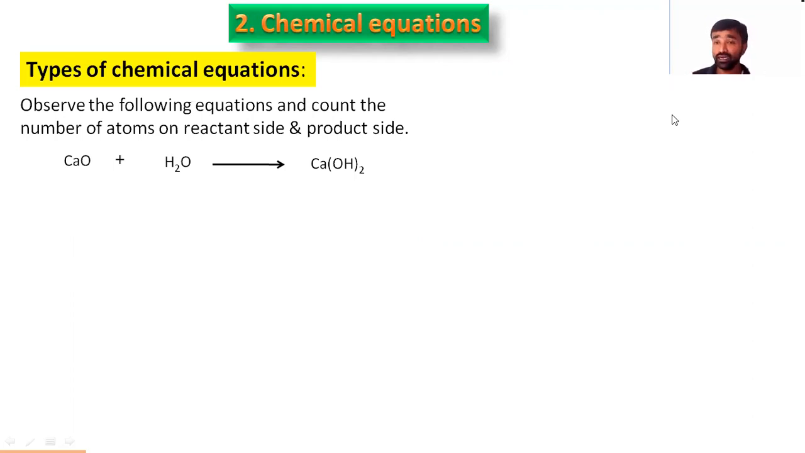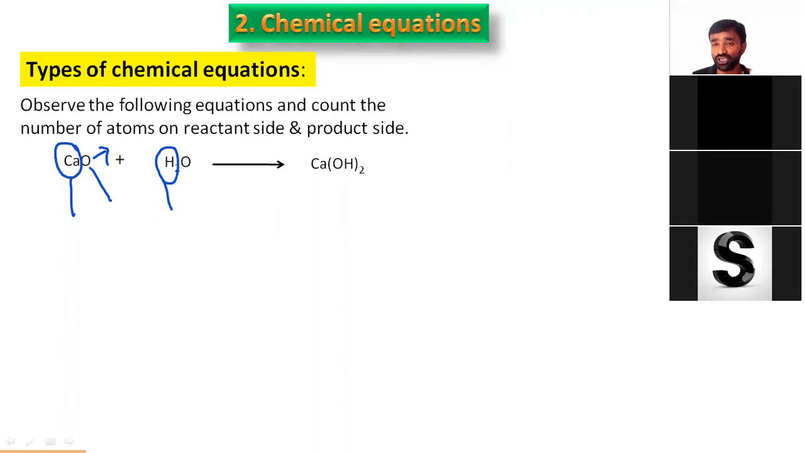Here I need to count the number of atoms before the change and after the change. Individual atoms. What are the atoms present in these? Here, see, the elements I am observing: calcium is there, oxygen is there, hydrogen is there. Oxygen I already took. So there are 3 different atoms. Are you clear about the 3 different atoms before the change? Are you following?